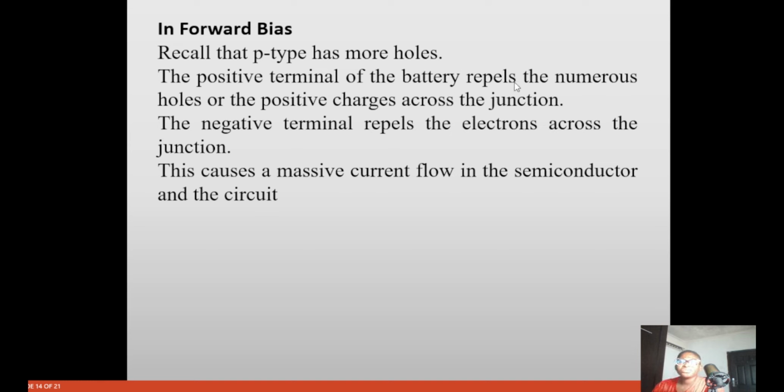The positive terminal of the battery repels the numerous holes, or the positive charges, across the junction, because like positive charges repel. The negative terminal repels the electrons across the junction. You understand this because we are connecting the positive terminal of the battery to the p-type semiconductor, and the opposite is the case for the n-type, where we connect the negative terminal, and so they will repel each other. This is what causes a massive current flow in the semiconductor and the circuit.